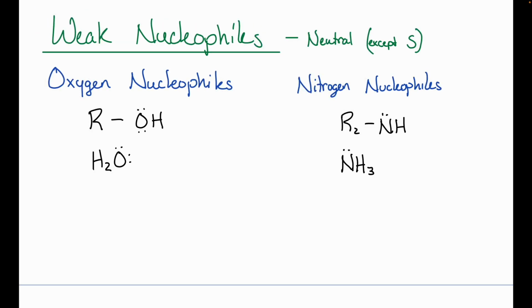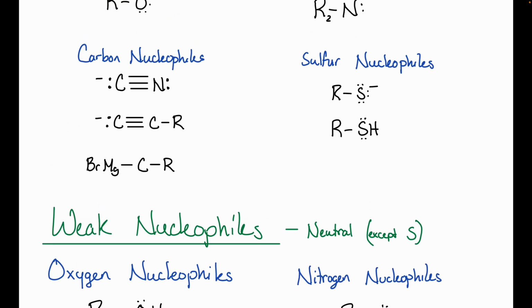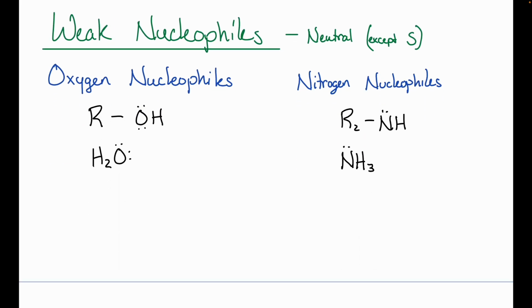Notably, we don't have any weak carbon nucleophiles because unless carbon has that pair of electrons, it cannot do any attacking as a nucleophile, right? You've got to have some electrons to be a nucleophile and do some attacking. Neutral carbons have 4 covalent bonds. They don't have any electrons that can do that attacking.